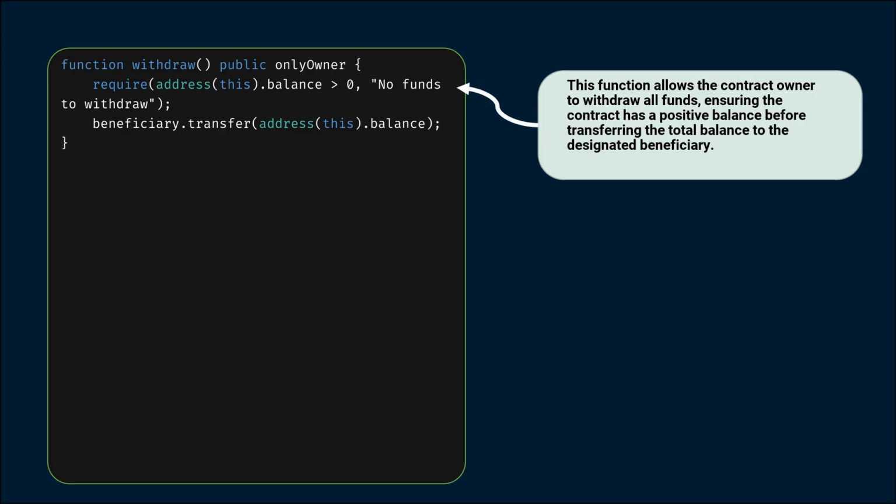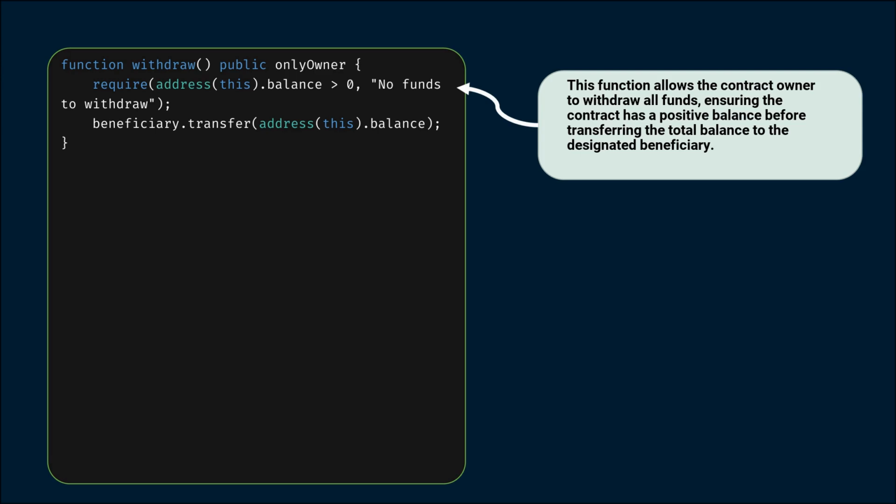The withdraw function is a key component of our fundraiser contract, designed exclusively for the contract owner or custodian. This function begins by checking if there are any funds available for withdrawal using a require statement. If the contract's balance is greater than 0, it proceeds to transfer the entire balance to the beneficiary's address. This critical check not only prevents errors, but also reinforces the security of the funds, ensuring they cannot be accidentally accessed without authorization. The use of the onlyOwner modifier is significant here, as it restricts the ability to call this function solely to the owner of the contract, further protecting the funds.